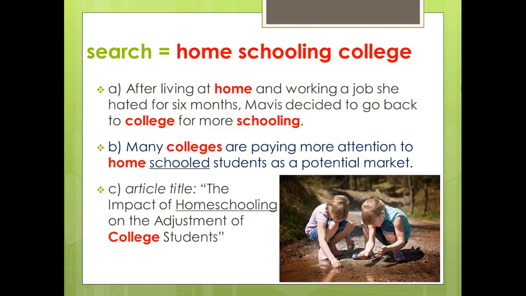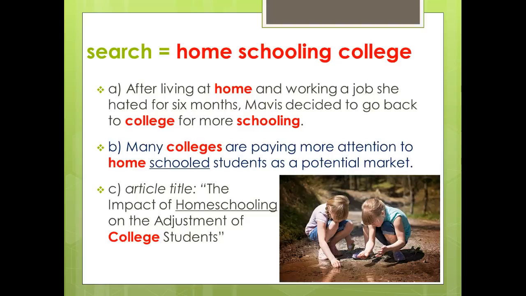A has a match on the words home, schooling, and college, so it would actually show up in our search results. There's a little problem with A, however, which is that it's not actually on our topic. So it would not be of any help if we were doing a research paper on whether or not homeschooling affects someone's chances at college.